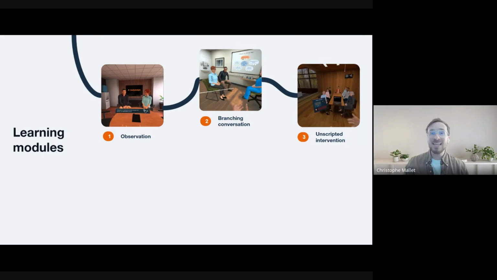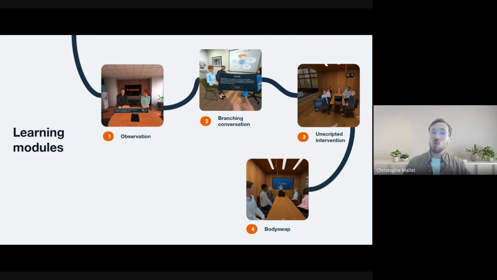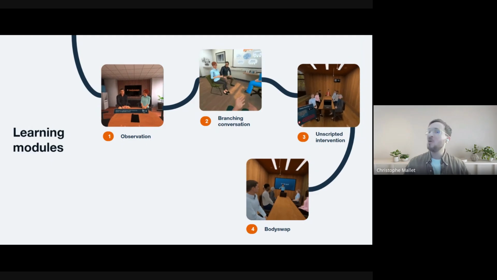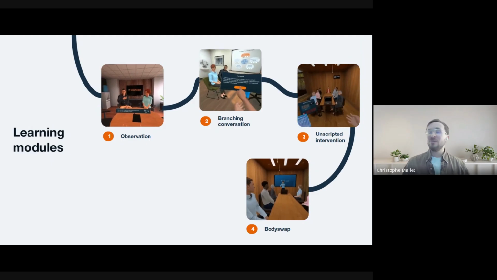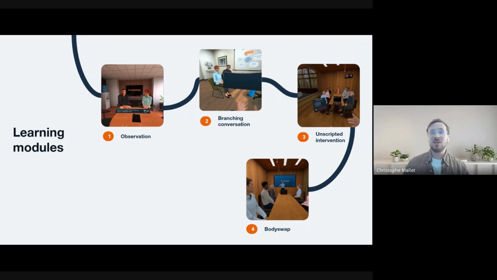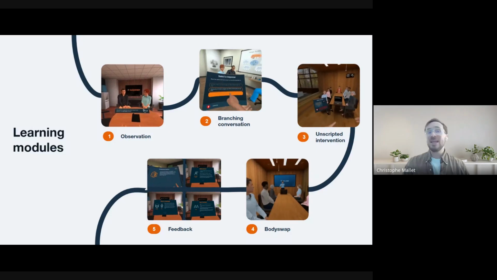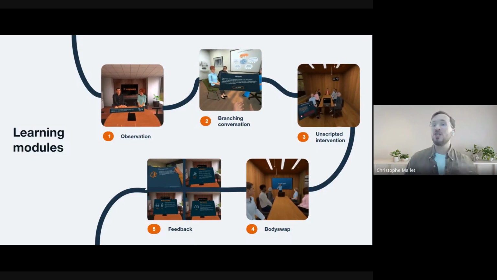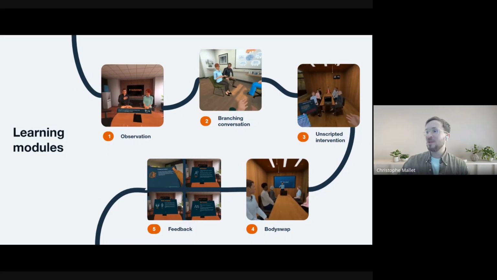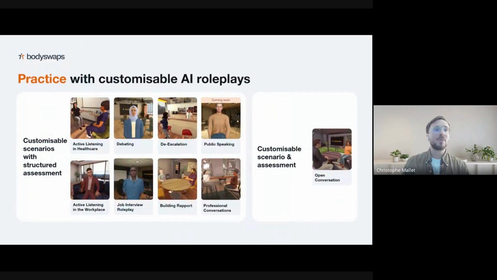And as the name indicates, we are then going to allow the learners to body swap, so to watch themselves back from the perspective of said audience, recruiter, or patient and so on. If they are in virtual reality, they will see their avatar have their body language, but in any case, the avatar will have their voice. And then you will get feedback, body language, transcripts, and so on. So that's typically how a learning module works.